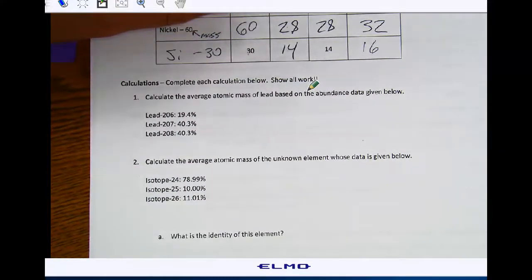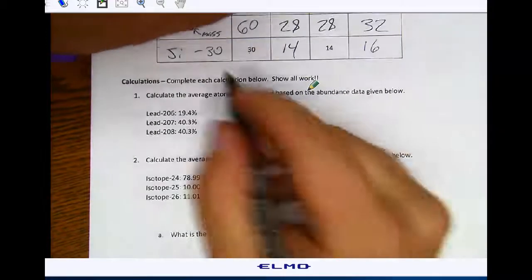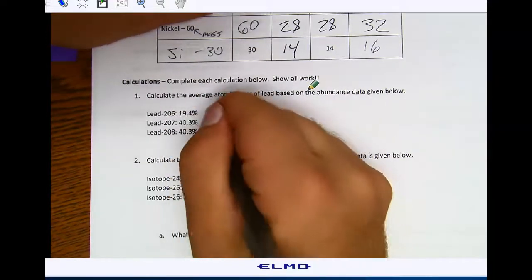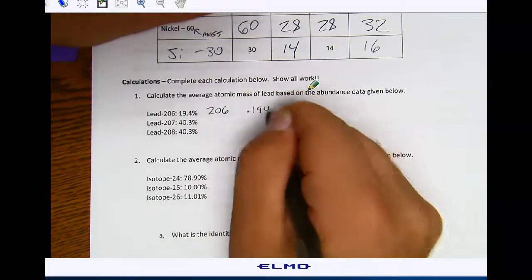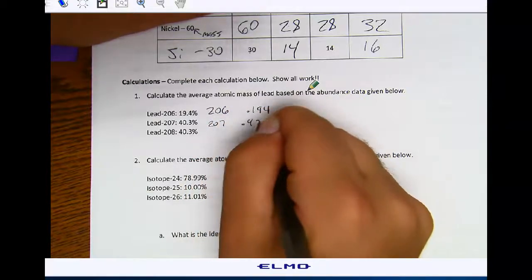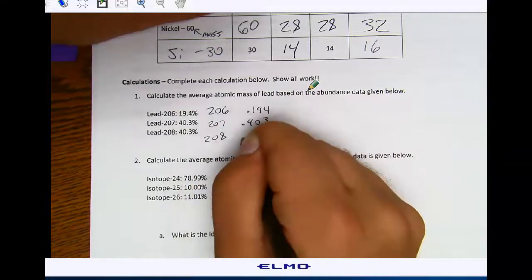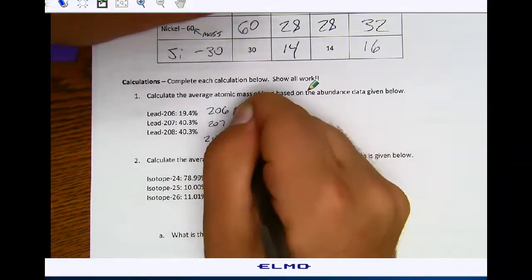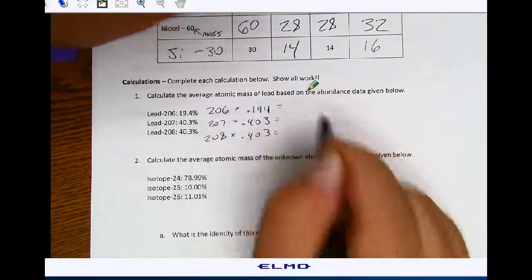Calculate these. All right. Remember the steps. So first you have to move your decimal over 2 spots. So I'm going to have 206. But if I move my decimal over, I'm going to have 0.194, 0.403, 0.403. Now you multiply all those numbers together, or those two and those two.